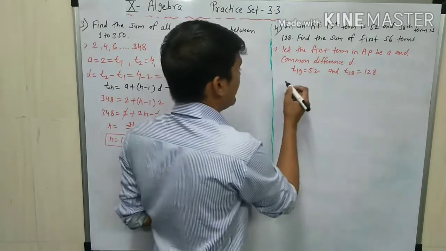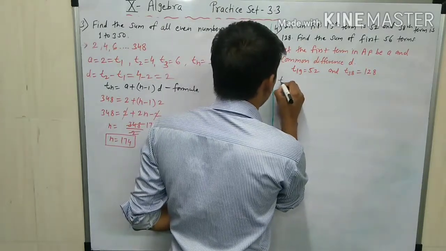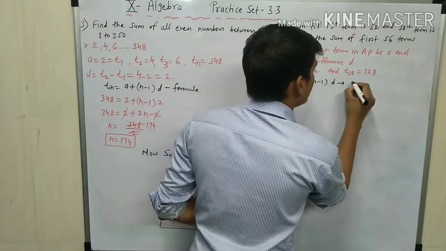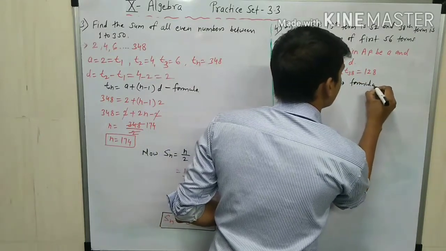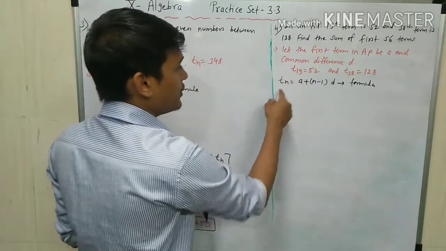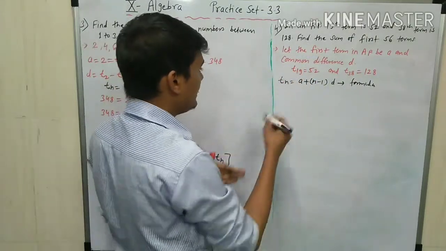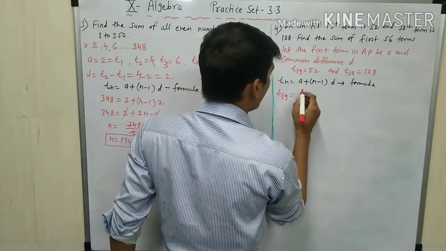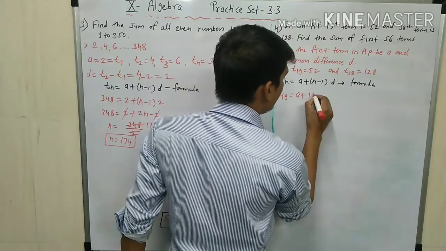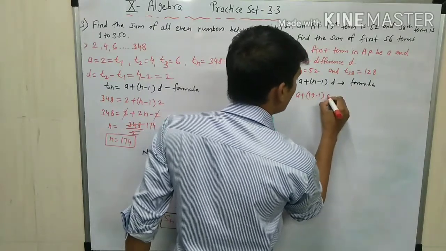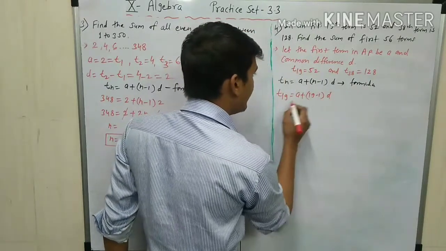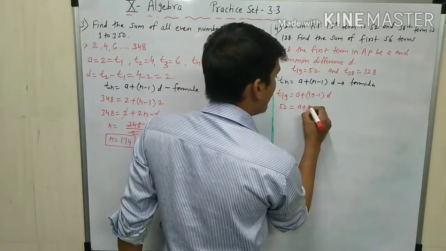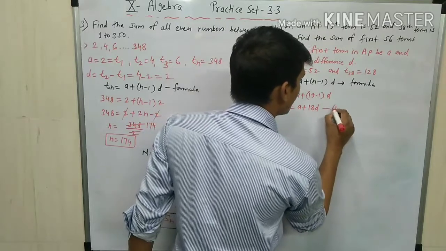How to find out? First we can use the formula Tn is equal to A plus n minus 1 times D. This is your formula. Now first we can use T19. T19 is equal to A plus 19 minus 1 times D, since D is not given. So 52 is equal to A plus 18D. This is your equation number 1.